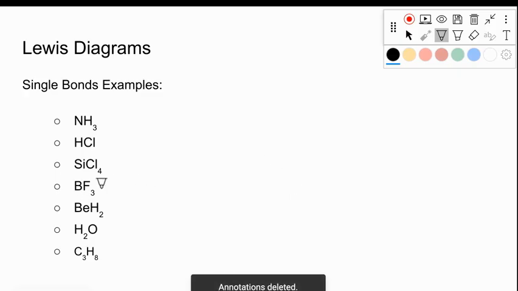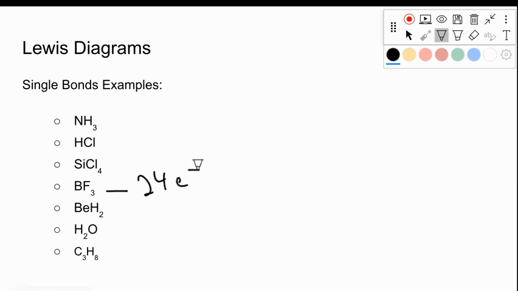BF3. Boron has 3 valence electrons because it's in group 13. Each fluorine has 7, but there are 3, so that's a total of 21. So I have a total of 24 electrons I have to do something with. Boron can bond 3 times. Fluorine can only bond once, so boron is going to be my central atom. These 3 lonely electrons are where my fluorines are going to come in and bring their electrons.